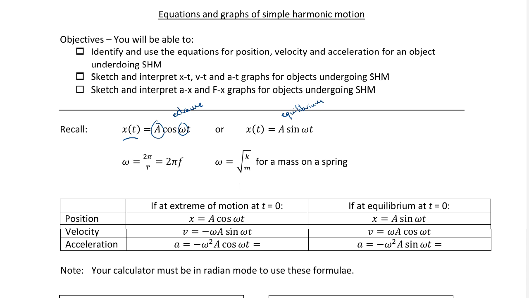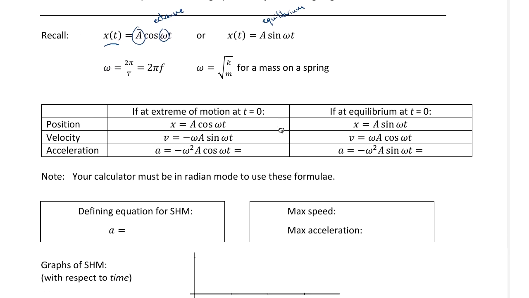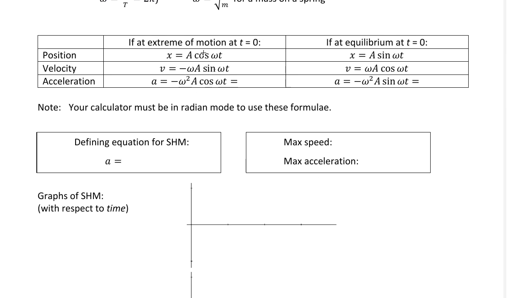So now that we've got this start at looking at the underlying math of simple harmonic motion, we're going to develop that a little bit further into equations and graphs. I've got two columns here. Here is if we're starting at an extreme of motion at time equal to 0, and here if we start at equilibrium at time equal to 0. In this case, the position is given by this relationship here, A cos omega t.